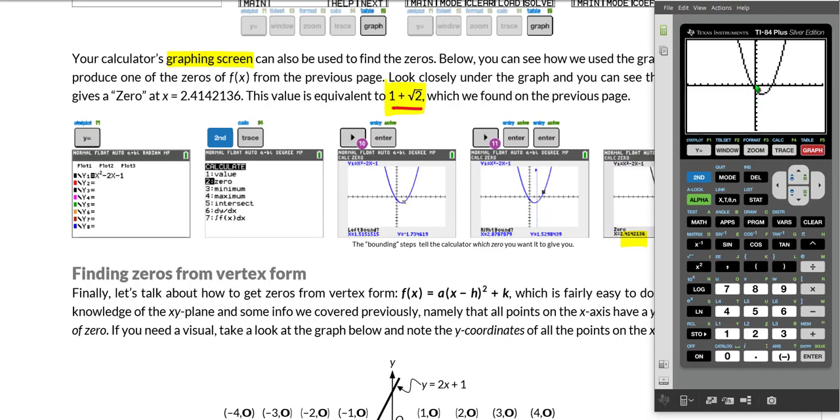If we wanted the left 0, we would just have to bound that 0 in the same way that we bounded or captured the right 0, and the calculator would produce a value for this left 0.